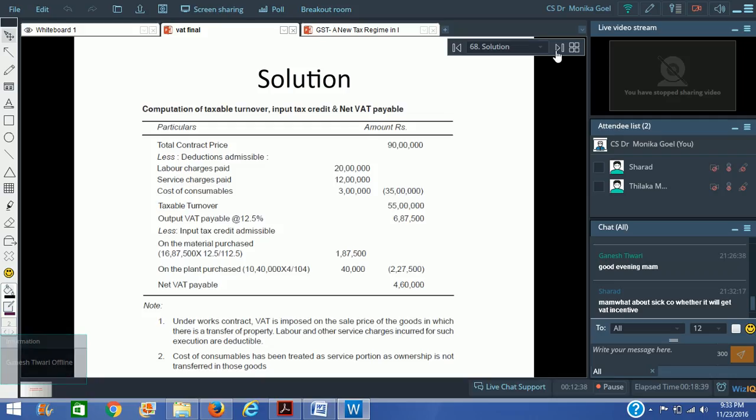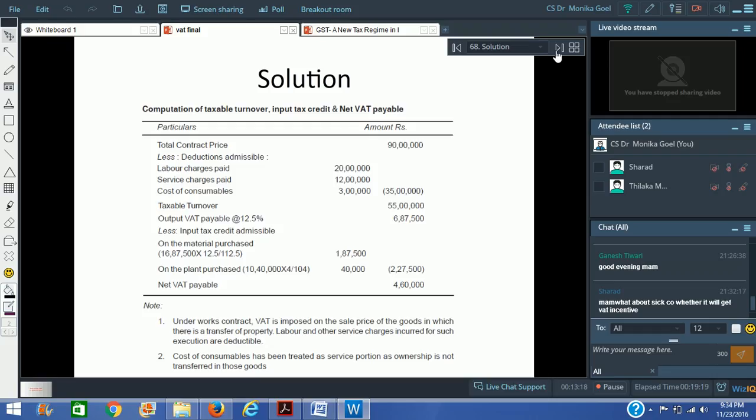Now we have also been told that a plant has been purchased for rupees 10,40,000 and there is a 4% VAT which has been charged, and this 10,40,000 is inclusive of VAT. So if I try to find out the amount of VAT, it is 40,000. We have been told that 100% of the input tax credit on capital goods is available in the same year. So we give the full credit. Total credit is 2,27,500. We reduce 2,27,500 from 6,87,500. So the net VAT payable is 4,60,000 rupees. Right? So is this example clear to you?